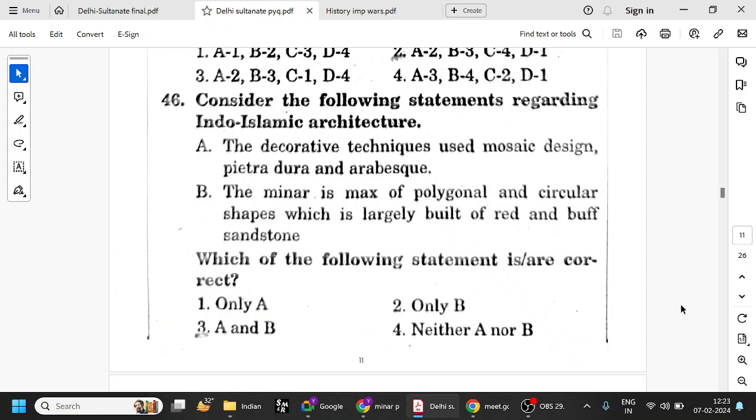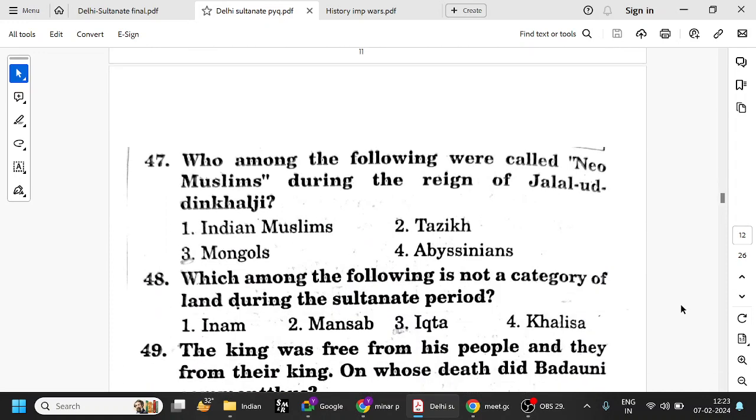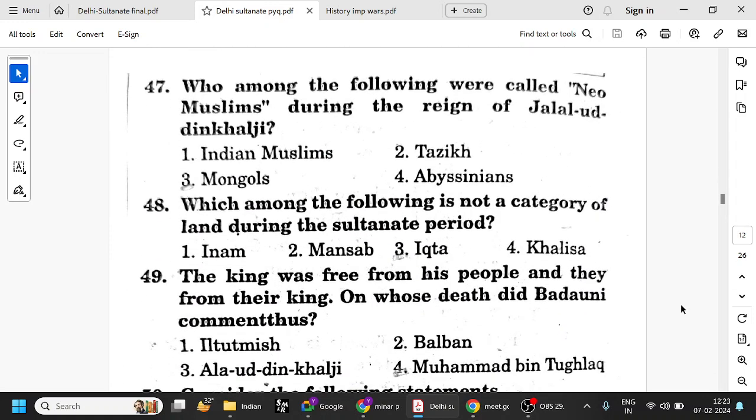So remember that the minars are of polygonal and circular shapes, etc. They are built with red sandstone. Most of the Delhi Sultanate and Mughals used red sandstone and marble.